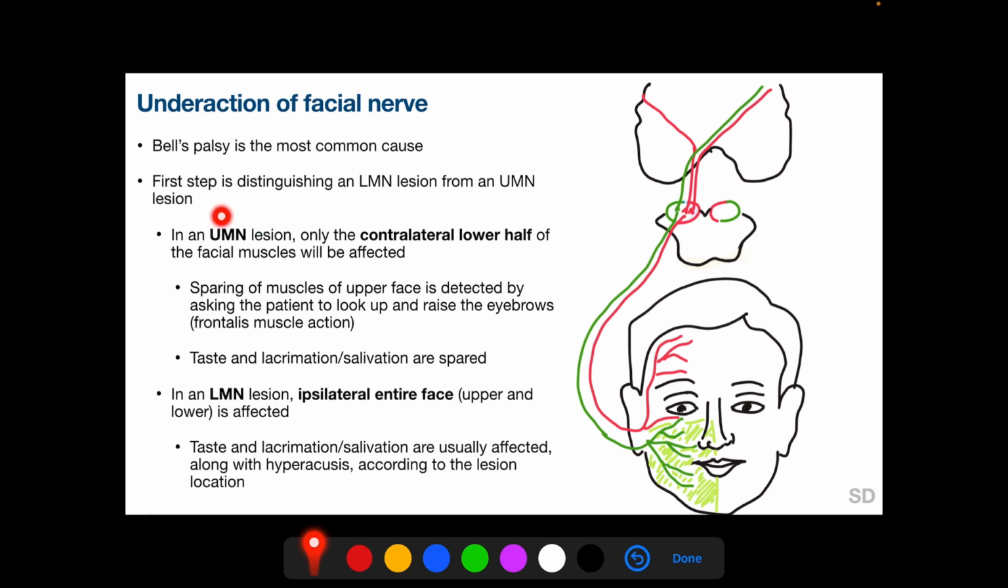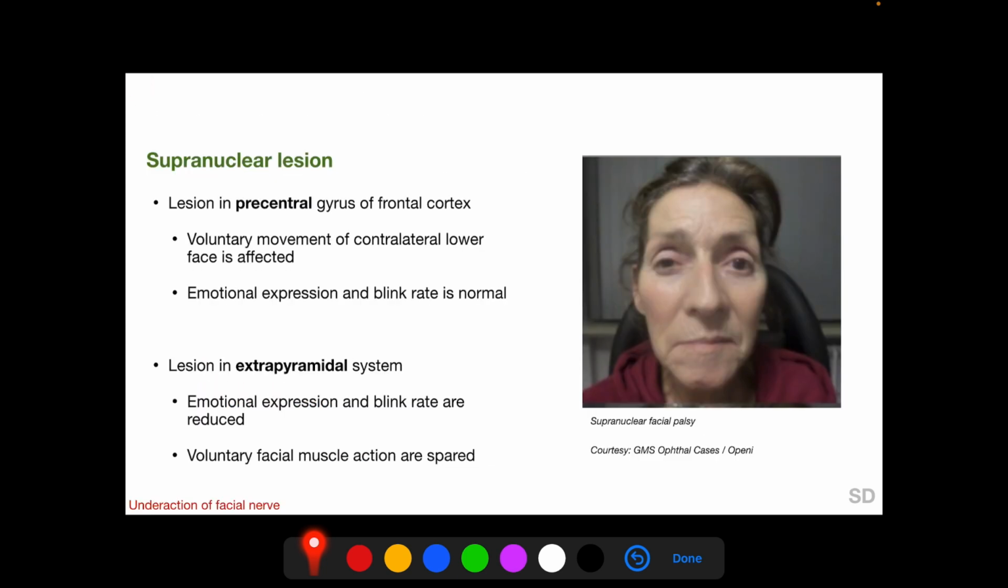A lesion of the upper motor neurons interrupts innervation of only the motor nucleus of the facial nerve, so taste, lacrimation, and salivation are spared with an upper motor neuron lesion. And in a lower motor neuron lesion, the entire ipsilateral face, that is both the upper and lower half of the face, is affected. Depending on the location of the lesion, taste, lacrimation, and salivation can also be affected in a lower motor neuron lesion.